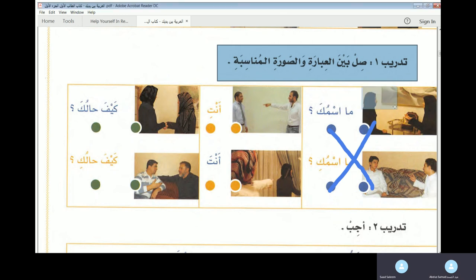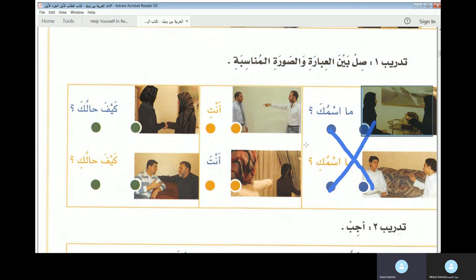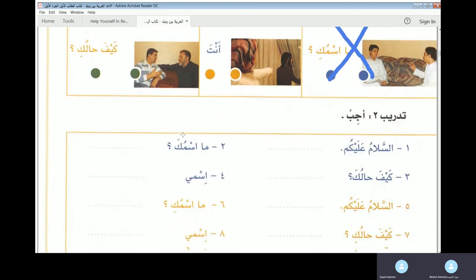So you see that the first picture is joined with the phrase Masmuki. The second picture is joined with the phrase Masmuka. So with which phrase will the third picture be joined? Anti, that will be joined with feminine, the females. And anta will be masculine. And this picture? Kayfa haluki would be for the feminine. And kayfa haluka would be for the masculine.